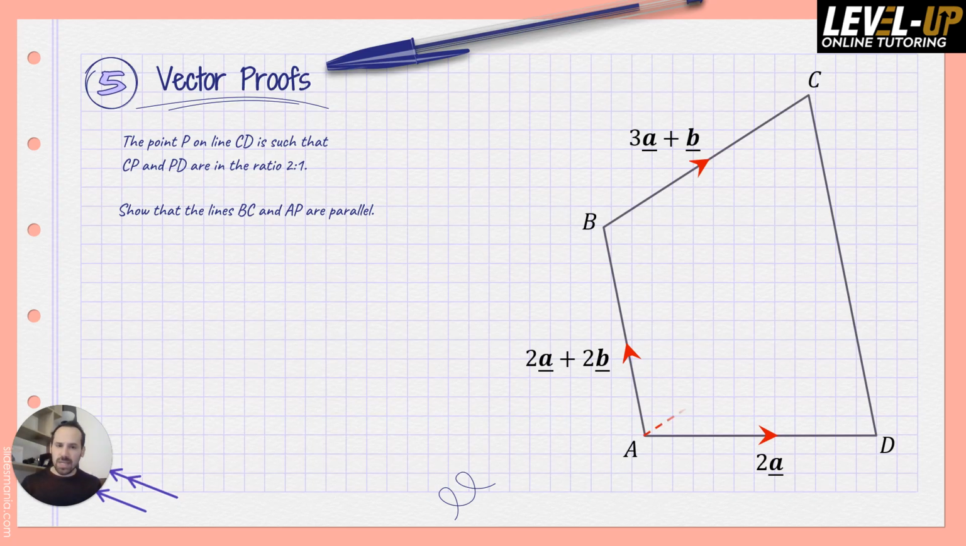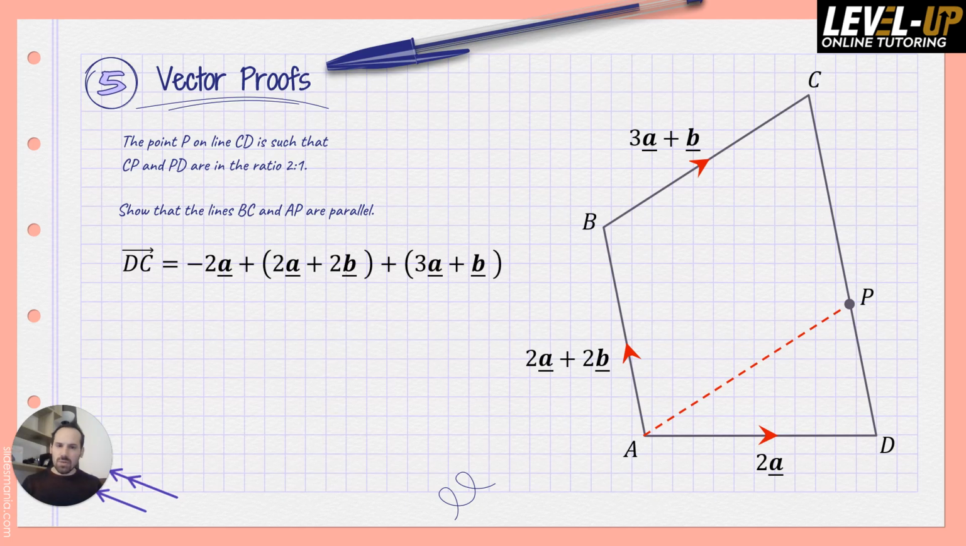So, okay, let's get our point P in, which is going to be this point here. C to P and P to D are in the ratio 2 to 1. So that means C to P is going to be 2/3 of the distance to D. What we can then do is find out what D to C is.